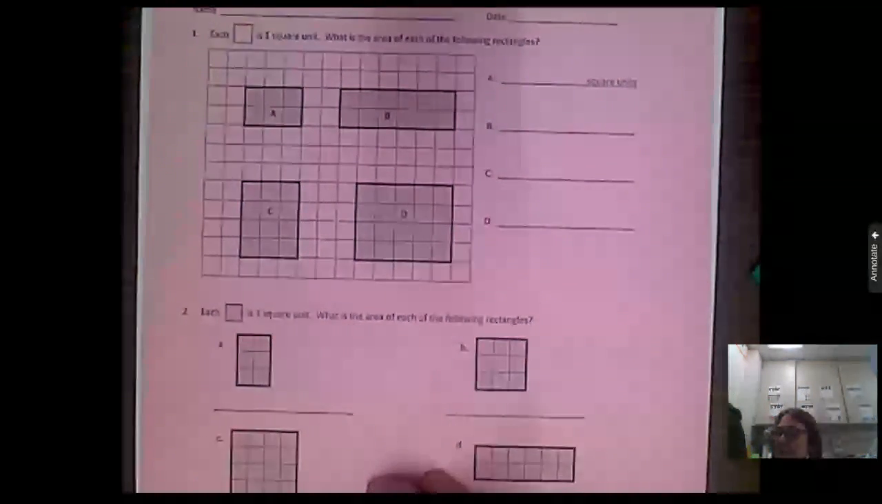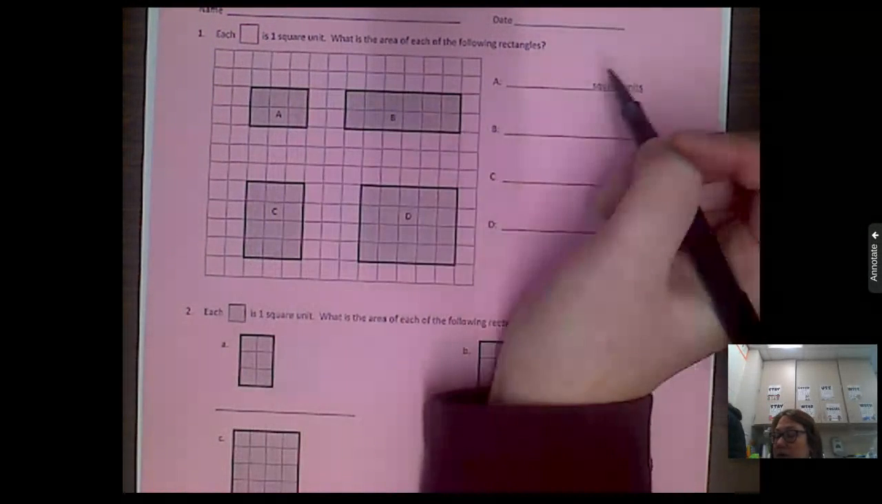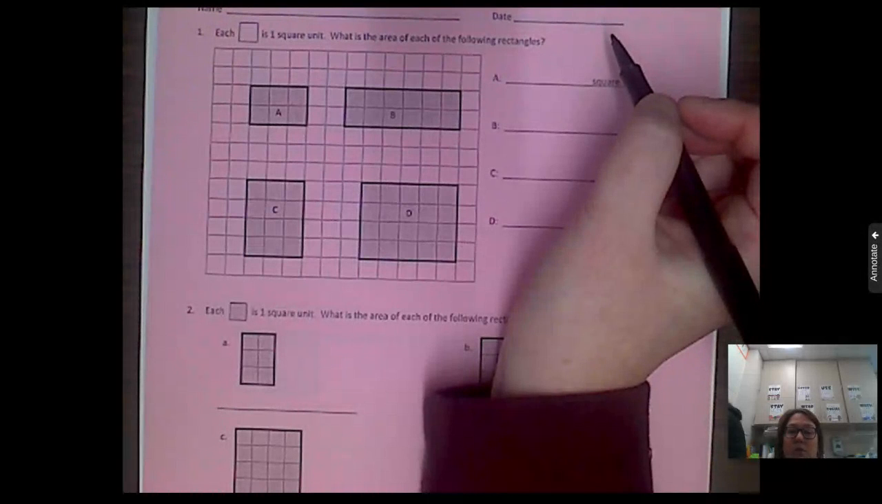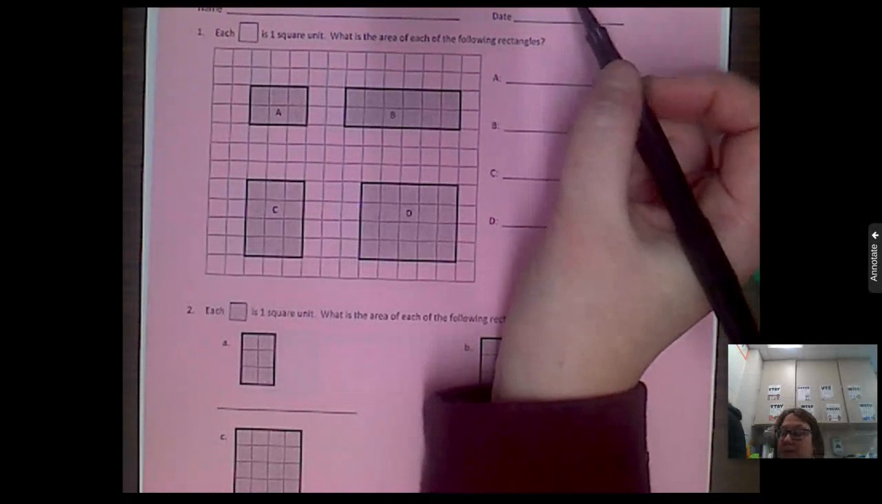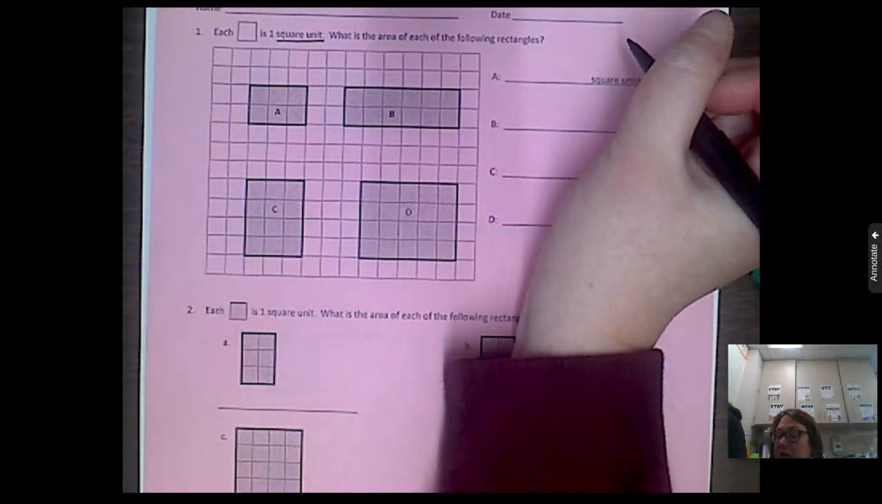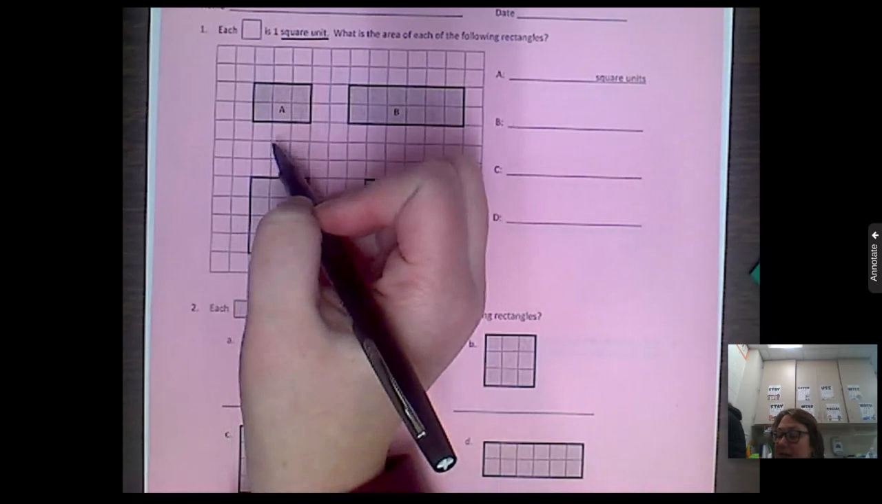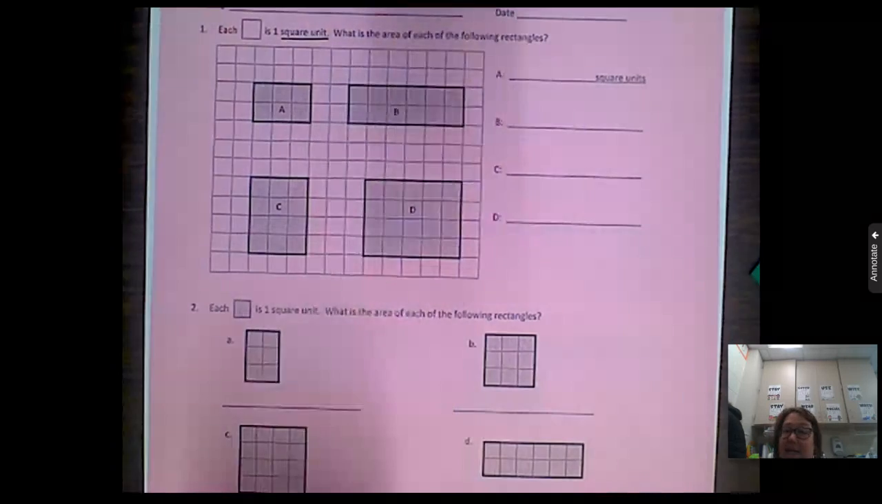Okay, so the directions say that each square is 1 square unit. So it's not telling us if it's square inches or square centimeters or whatever. So we're labeling as 1 square unit. What is the area of each of the following rectangles? So if we look at A, we want to find the area of A. I can count just to see how many squares it takes to fill up, right?